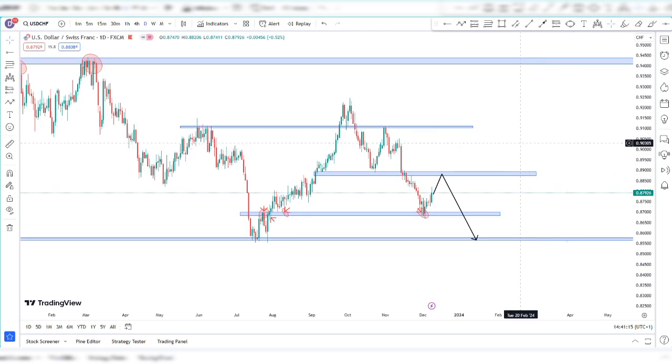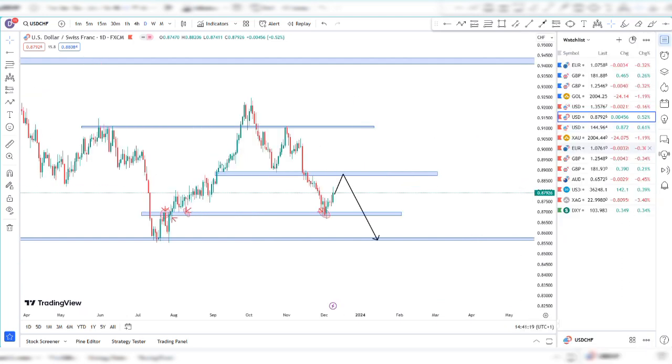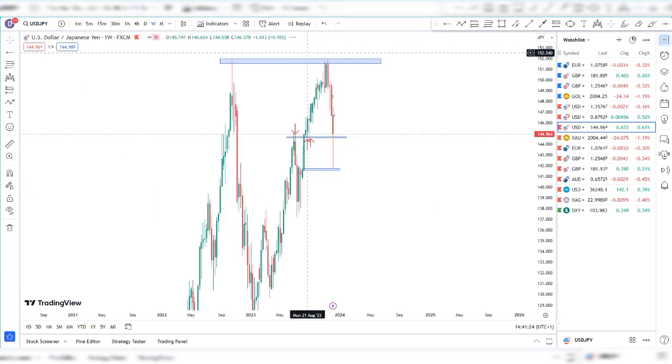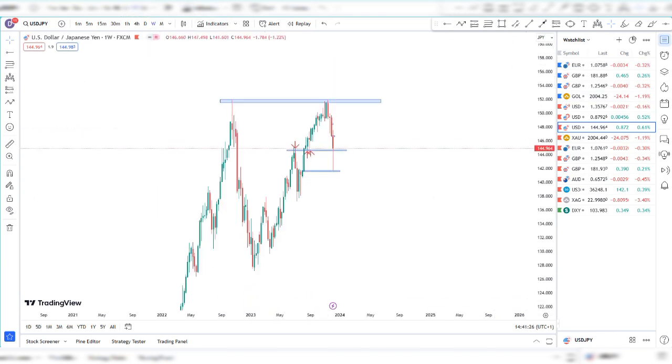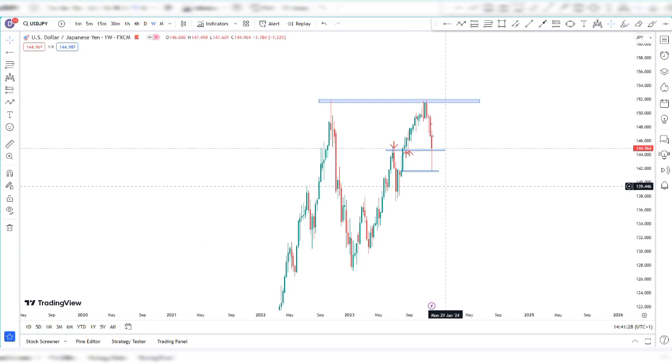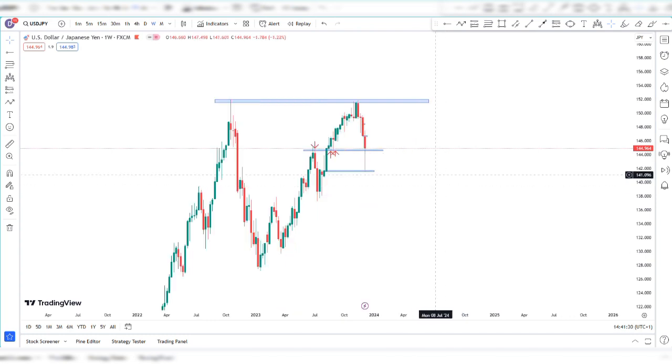So that's my analysis for USD Swiss franc, and lastly I'm going to go through USDJPY as well. Again, I will go on the weekly time frame and work my way down. So on the weekly time frame, we can see initially price getting to resistance at the 151.8 area, bouncing strongly to the downside.